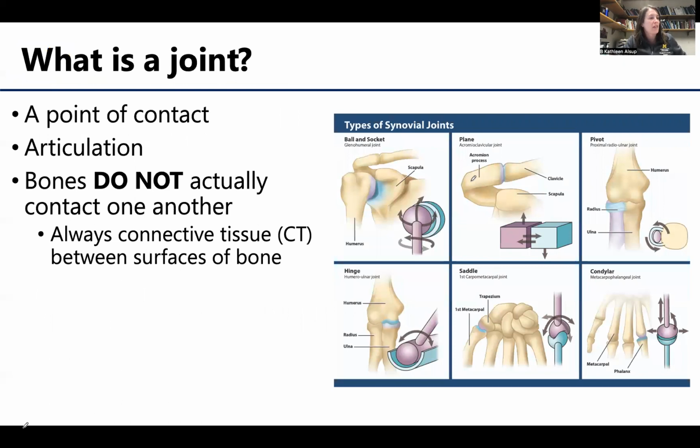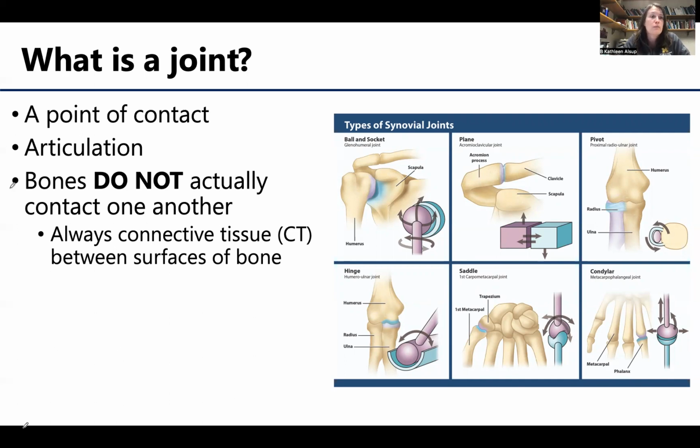All right, so let's start with that first step: what even is a joint? Really, it's just a point of contact. A lot of times you'll hear me use the term articulation or articulating bones. The articulating bones are the two bones that are being joined together in order to form a joint. So usually it's bone and bone. Sometimes it's a little bit different when you think about a tooth and bone. That is an example of a joint as well. But for the most part, it's going to be where two bones have a point of contact.